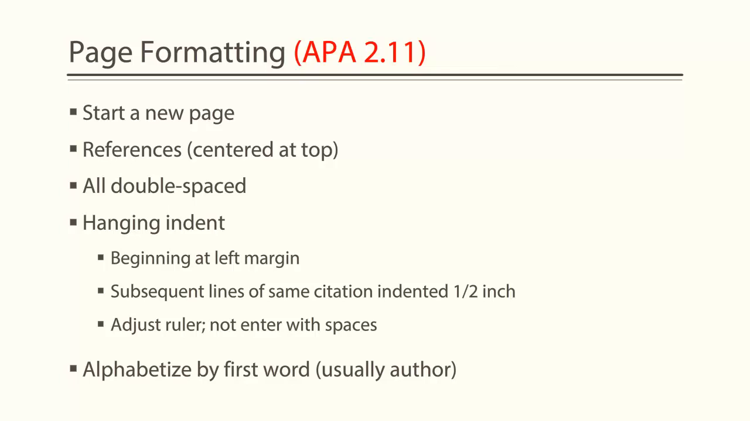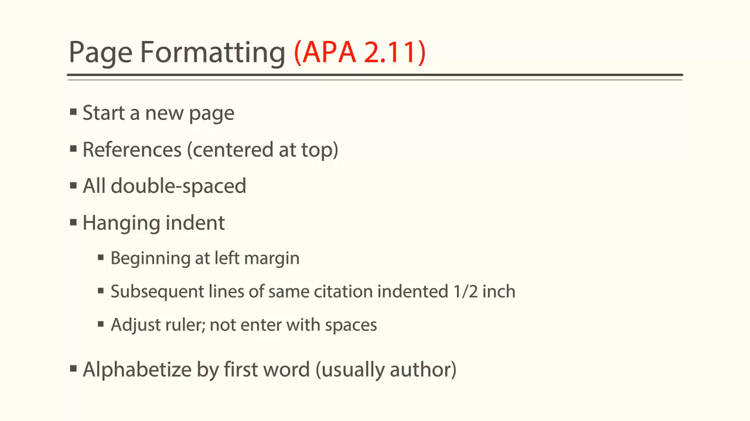A hanging indent means that a citation starts at the left margin, and then if a citation takes up more than one line, those additional lines are indented a ½ inch. Then start at the left again with the next citation. Use the Microsoft Word ruler to create the hanging indents so things will automatically adjust if you alter the text. Do not press enter at the end of each line and use the spacebar to make your hanging indent.